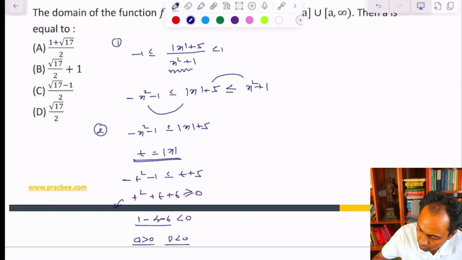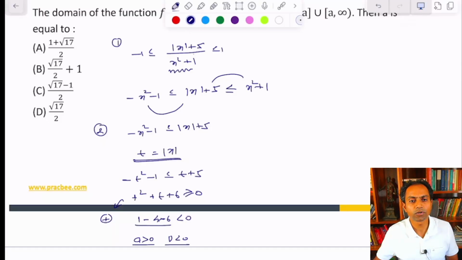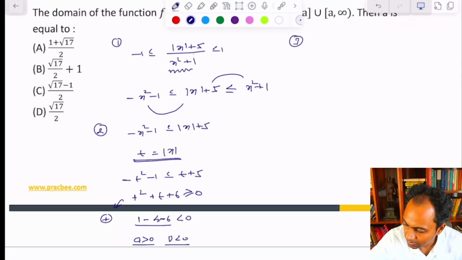So this polynomial is always positive. We did this earlier also. I told you this is very important. It is asked year after year. In the third part, we will take the other side.